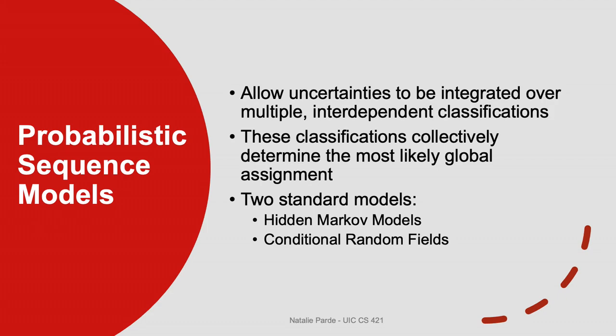We're focusing on probabilistic sequence models. So that means we're focusing on statistical models that make their decisions based on multiple interdependent classifications. There are two classic classification models for doing this, hidden Markov models and conditional random fields, and in this video we'll be covering the former.